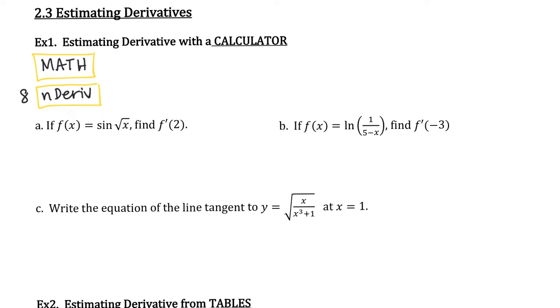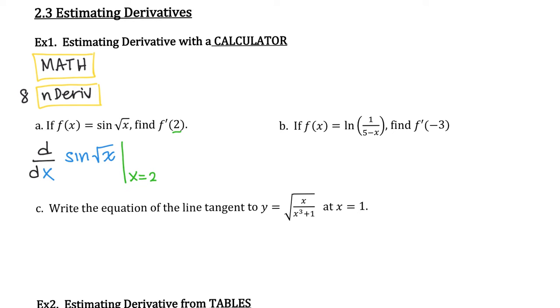So in my calculator, I'm going to hit math. I'm going to hit nderiv. And it's going to show me some notation, and it's going to look kind of like this. I'm trying to find the derivative. Since I'm using the variable x, I'm going to say in terms of x, it'll always be x. Okay, and then in my calculator, I'm going to type sine of root x. And then I want to evaluate it at x equals 2. So there's going to be a little line here, and I'm just going to say x equals 2.